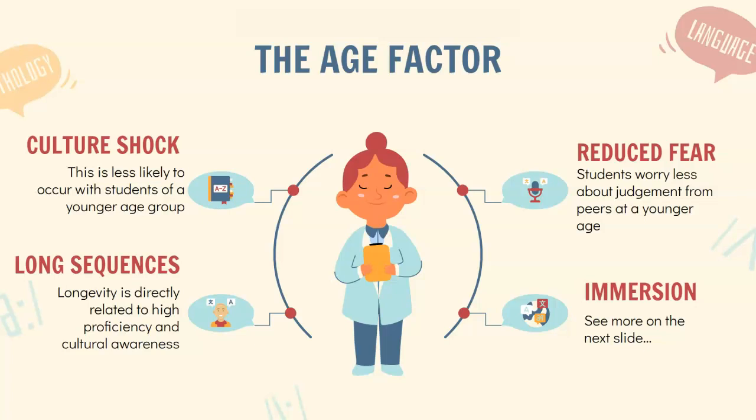Long sequences. Again, if you start really early, the kids have a much longer time to be immersed and work with the language. So the longevity is directly related to high proficiency and the cultural awareness from the get-go when they're young. Reduced fear. Kids at the age of 5 and 6 don't get embarrassed or fear judgment as much as kids in high school or middle school do. So this makes them less afraid to make those mistakes when they're trying to learn a language. And then also immersion. And when I talk about immersion, we're going to see more on the next couple slides, because this is primarily what I talked to the person I interviewed about.